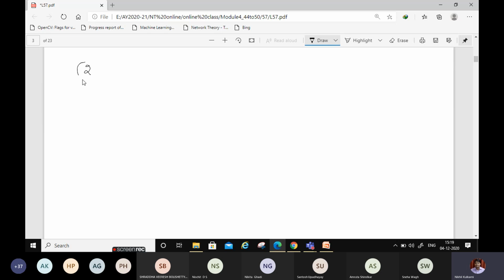So let me take the second one. If you have a signal like this, the signal which we discussed earlier, which is having... So how to understand the completeness of this signal?